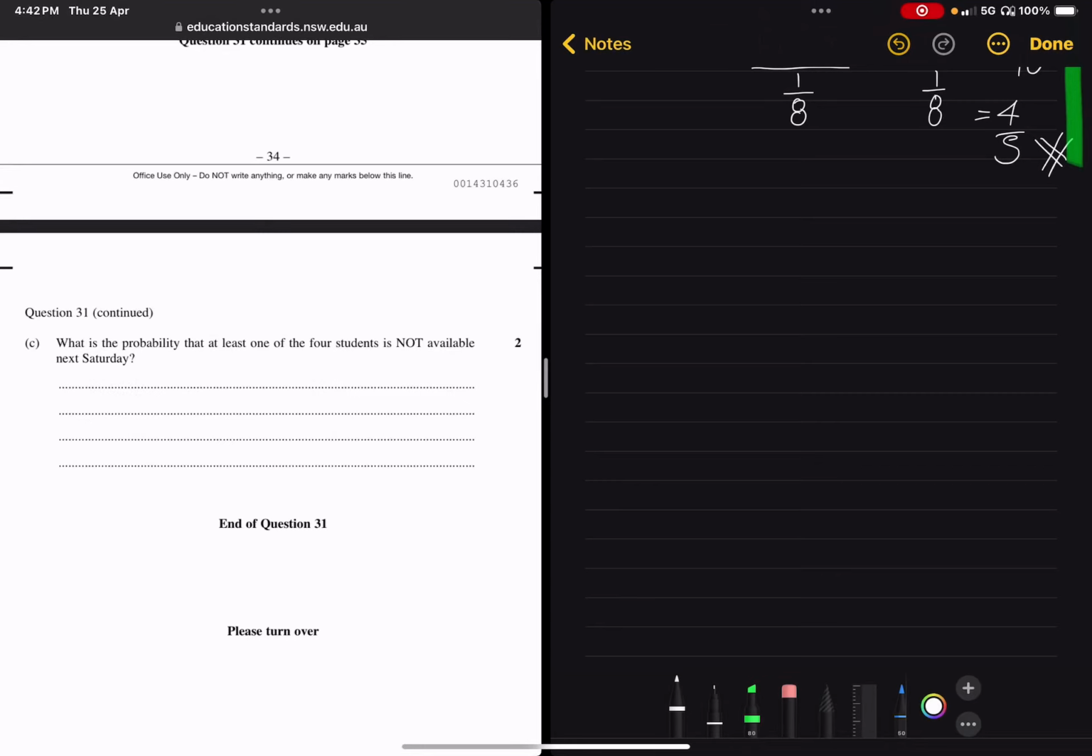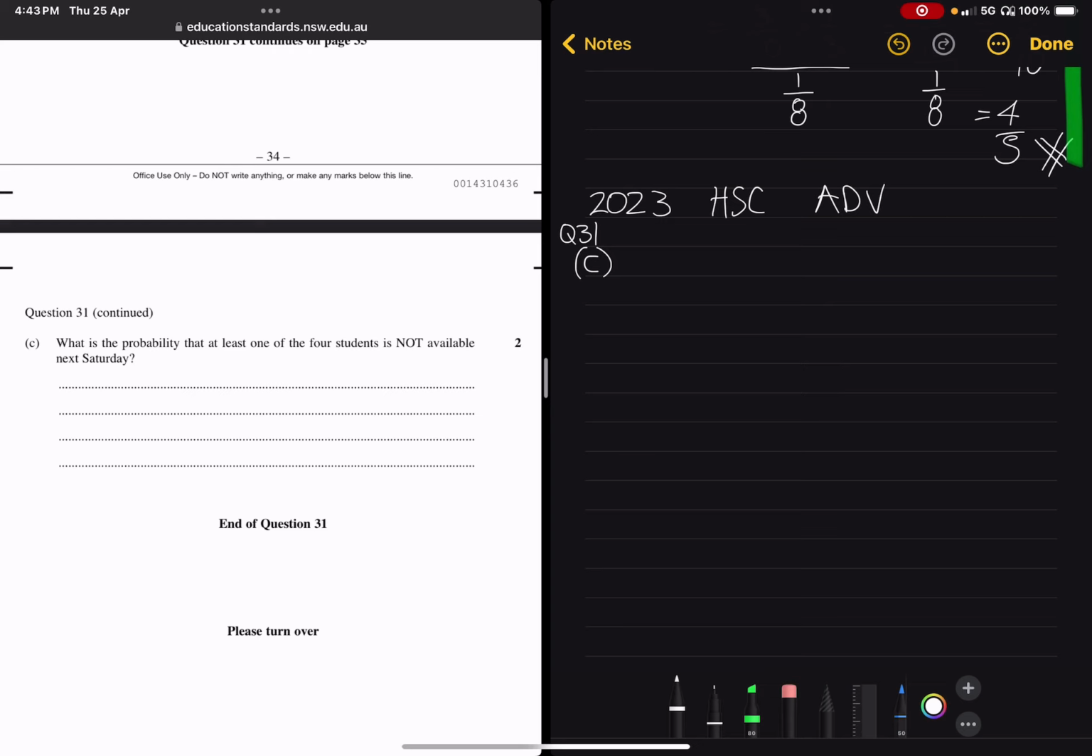Okay, so we're going to continue working on another question. This one also comes from the 2023 HSC Advanced Maths paper. This will be quite a short one. This is question 31C, so we're doing this on its own.